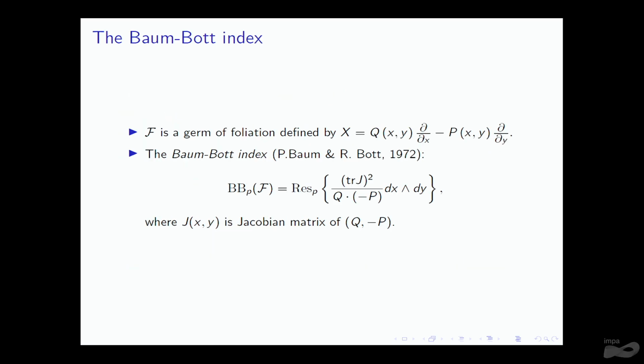First, the Baum-Bott index: I have the vector field that engenders the foliation. It's defined as the residue, here I have the square of the trace of the Jacobian matrix of the vector field (P, Q), over Q times minus P. It's this Grothendieck residue. I'm not worried with how to calculate them. I only state some properties of this index and how they relate to each other.